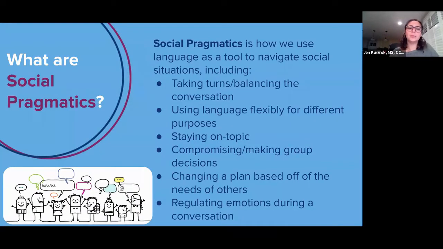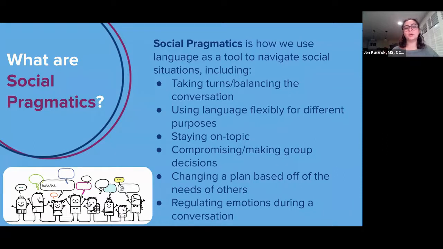And then the other term we also wanted to define is social pragmatics, which is going to come up a lot because social pragmatics is a language-based skill that really sits in this middle ground in between executive function skills, perspective taking skills, and communication. Because it's how do we do all those things at once? So when we're referring to social pragmatics, we're really talking about how we're able to use language as a tool, not just language for language's sake, but as a tool to navigate a social space.